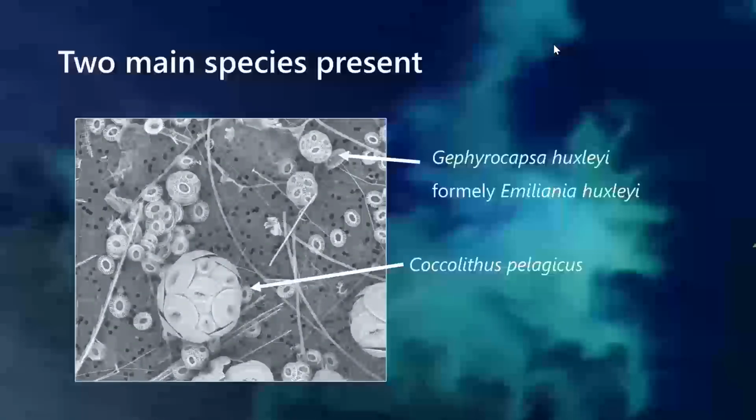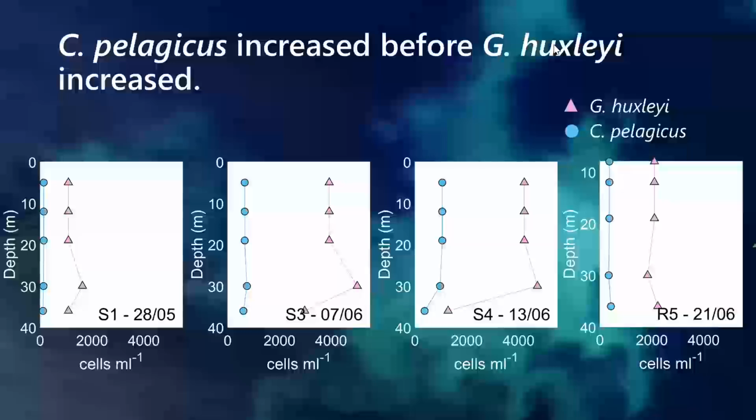And there were 2 main species present. So when we look at our SEM images, the 2 main species are the coccolith pelagicus, which is a large species, and the G-hux, this one here. And it's the G-hux that sheds a lot of these liths. And we can look at the different cell counts. So this is using a flow cytometer, which excites the cell. It fluoresces, and we're able to, based on the particle size, estimate how many cells there are from the 2 different species. So initially I have an increase in pelagicus, and then this is followed by an increase in G-hux, which is shown here.